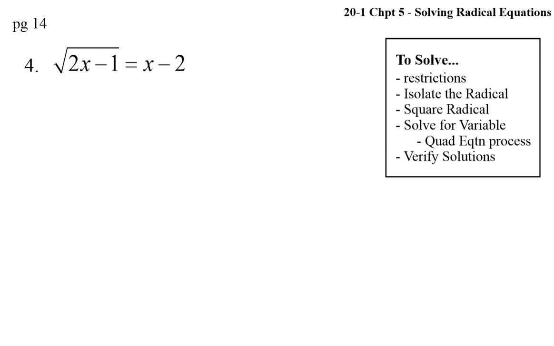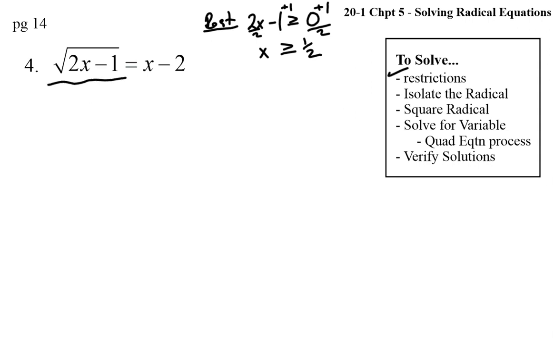All right, so first thing, restrictions. We know that 2x minus 1 has to be greater than or equal to 0. If I isolate the x, we know that x has to be greater than or equal to 1/2. So if we get an answer smaller than 1/2, it's going to be an extraneous solution. So restrictions taken care of. Isolate the radical. Look at that. It's already been done for us. Nice. Don't have to do anything there.